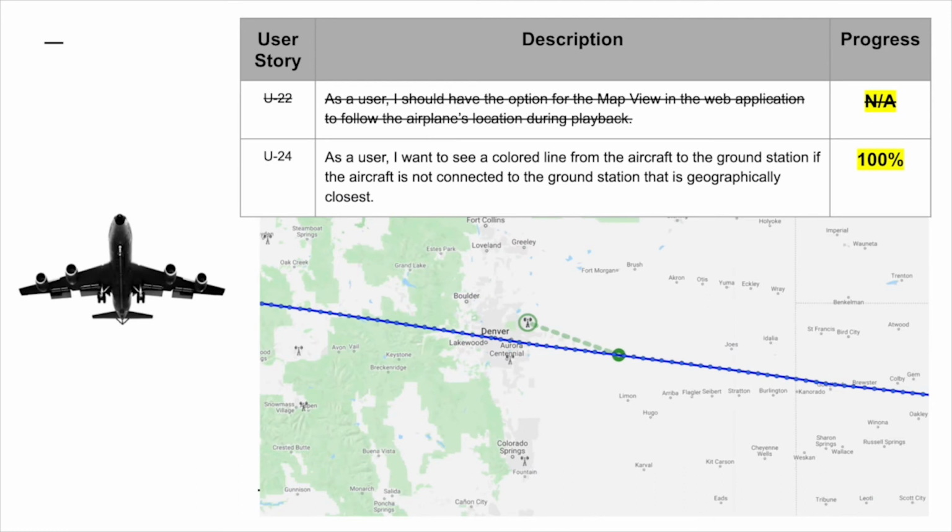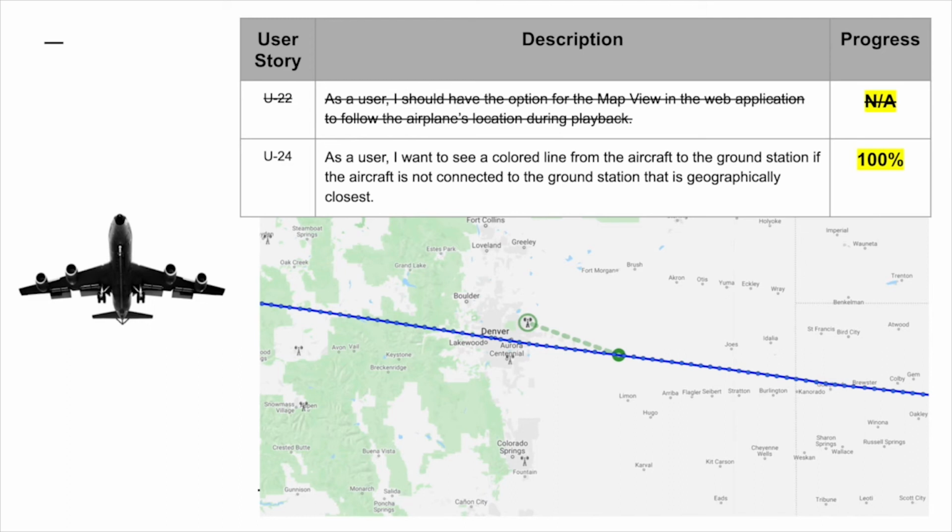User stories 22 and 24 are both concerned with additional flight playback features, such as following the plane during playback and seeing a colored line from the airplane to each connected ground station. User story 22, following the plane during playback, is an example of a feature which we thought would be fairly easy to implement, but due to the instability this feature caused, as well as the limited time we had within our final sprint, Mike decided that this feature was not important to him and this user story was since removed.